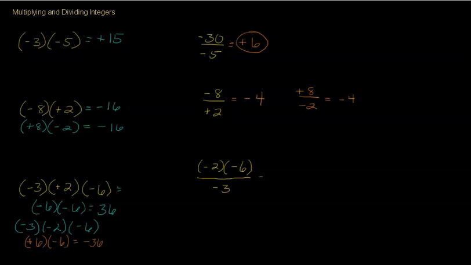Okay, now up top, you have what? A positive 12, because two negatives multiplied together equal a positive, divided by a negative 3. So a positive divided by a negative, just like this. So your answer is going to be negative 4. Bada bing, bada boom. So this is pretty easy stuff, a lot easier than adding and subtracting integers.